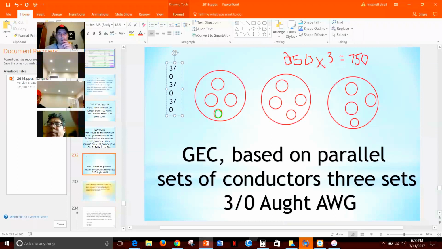So what are we going to do here? How do you add 3 3-aughts together? Well, I went to Table 8 and got a circular mil. Beautiful, man. I'm proud of you. That's exactly right. Anytime you mathematically have to manipulate an American wire gauge size, you've got to convert it to circular mil. So that's awesome.